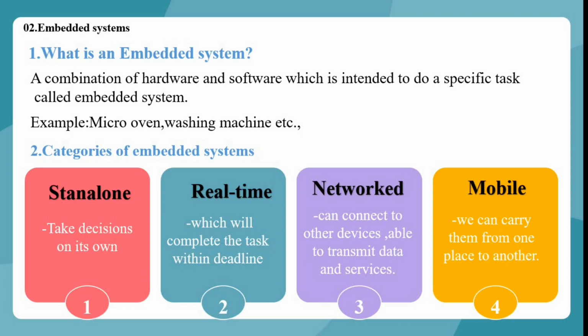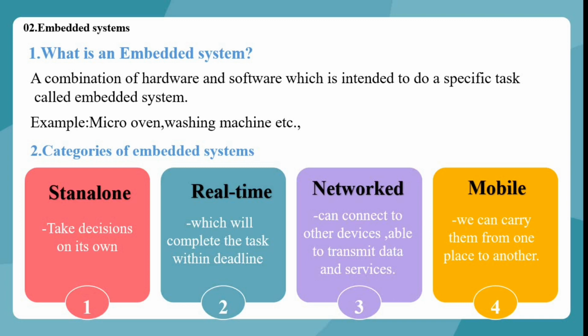When it comes to a microwave oven, whatever food item you put in the microwave oven, it will heat the food items. A washing machine is intended to wash clothes. Categories of embedded systems: these are classified into four types: standalone, real-time, network, and mobile.